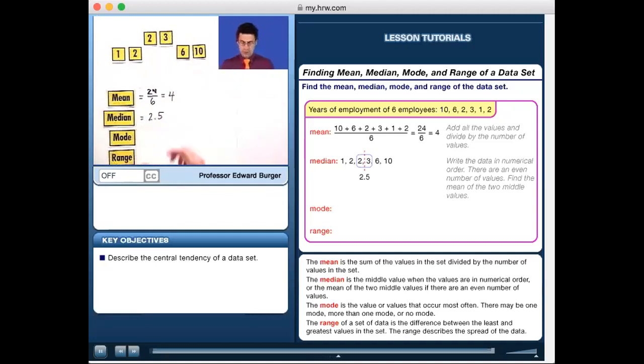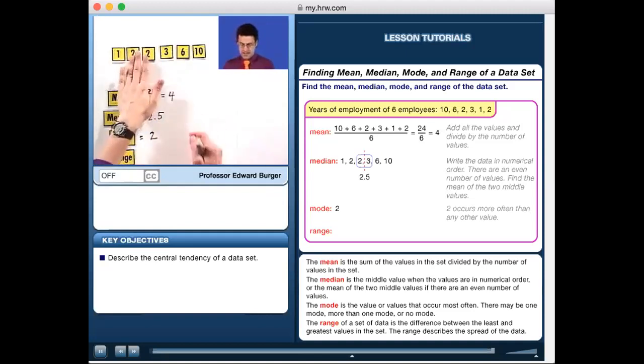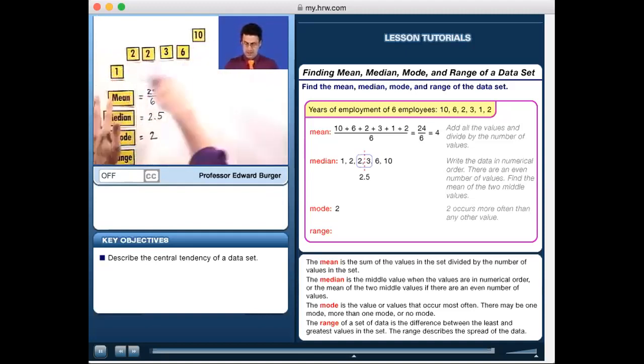Now what about the mode? Well, the mode represents the most popular response. So the response that appears the most often, which you can see in this case, is 2. So in fact, we see that the mode equals 2. And what about the range? Well, for the range, we just take the highest value, the lowest value, we subtract, and so we see 10 minus 1, and we get 9.